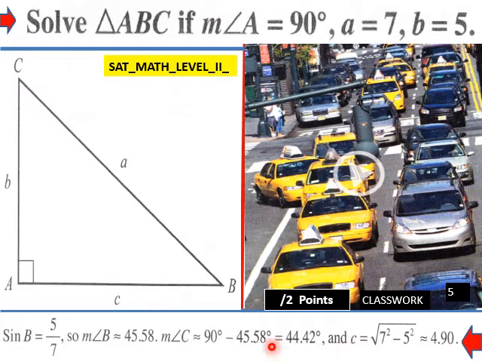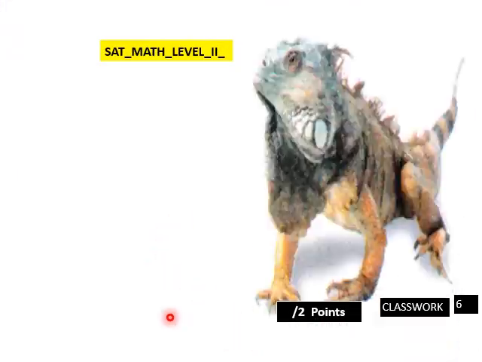And then the length of C, the length of this side here, will be the square root of 49 minus 25, which comes out to about 4.90. Again, by using the Pythagorean theorem, which is always handy for triangles.